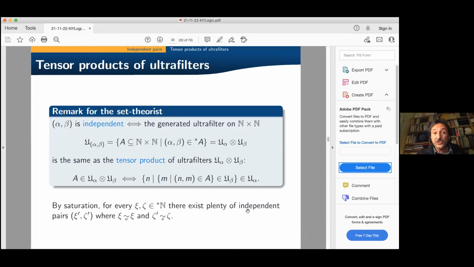Now, by saturation, since independent pairs correspond to this kind of ultrafilters, if there is enough saturation, all kinds of ultrafilters are realized by elements, and so we will have plenty of such independent pairs. So no problem with the existence of such pairs.